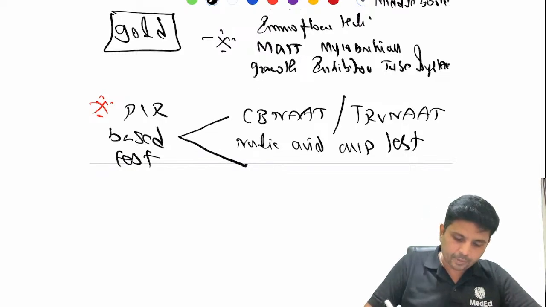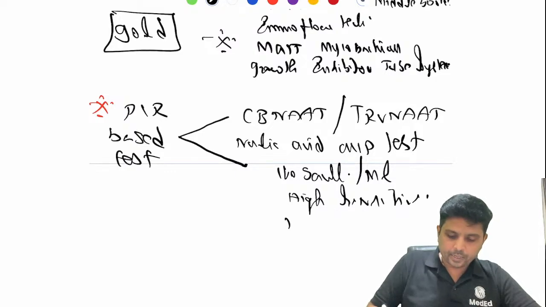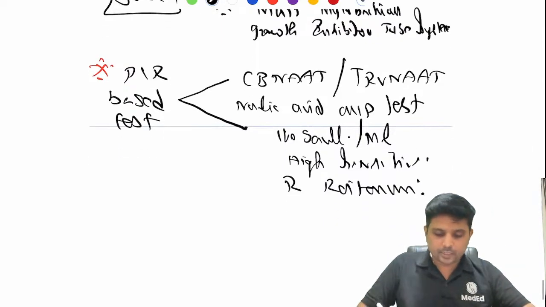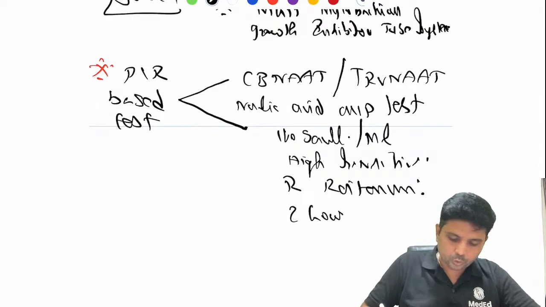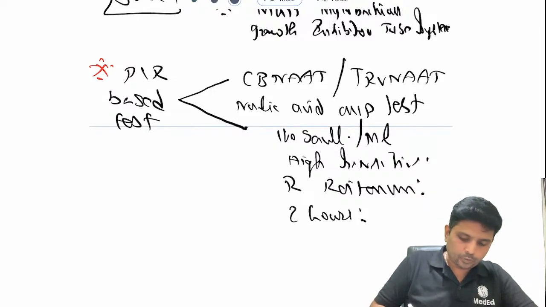Okay, this CB naught will detect 160 bacilli per ml. So it is highly sensitive and it detects rifampicin resistance genes. And also the results will be available within 2 hours.